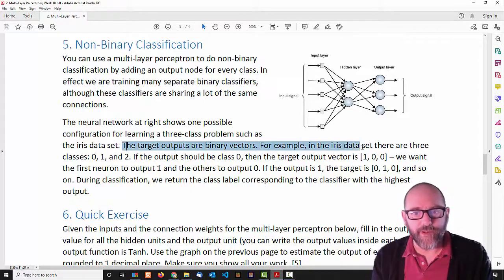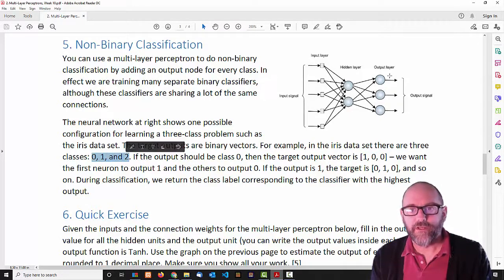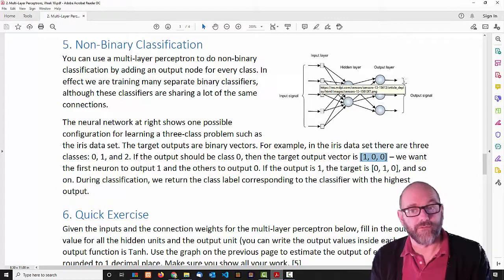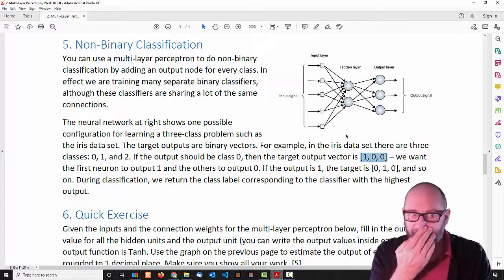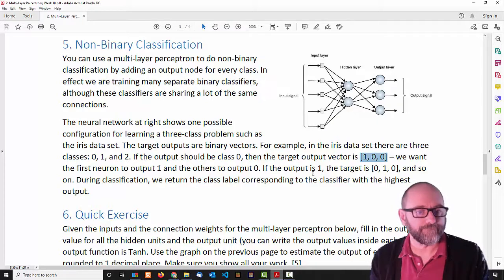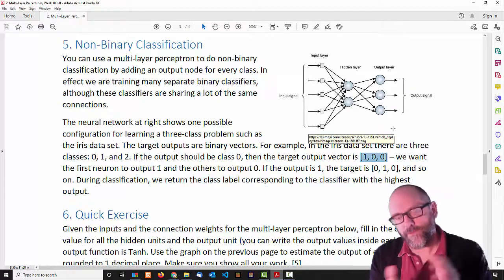So then here's an example. The target outputs are binary vectors. So, okay, the iris data set. There are 3 classes called 0, 1, and 2. So this might be your 0 classifier, your 1 classifier, and your 2 classifier. If the output is supposed to be class 0, then what you're looking for is 1, 0, 0. So the output signal may come in 0, 0, 0. The correct was 1, 0, 0, so you apply the learning rule to all the weights based on that. So you want the first one to output 1 and the others to output 0, or as close to 0 as you can. Okay, so you can repurpose a single network to do multiple classifications in this way.